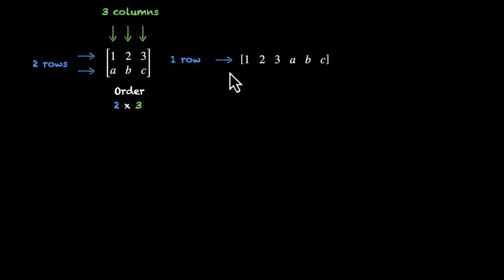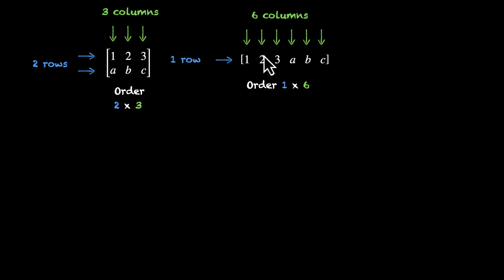So one row. How many columns do we have? Well, this element 1 is in the first column. The first column only has one element, but it's still a column. So 1, 2, 3, 4, 5, and 6. This matrix has 6 columns. So what's the order? The order is 1 by 6. One row and 6 columns.